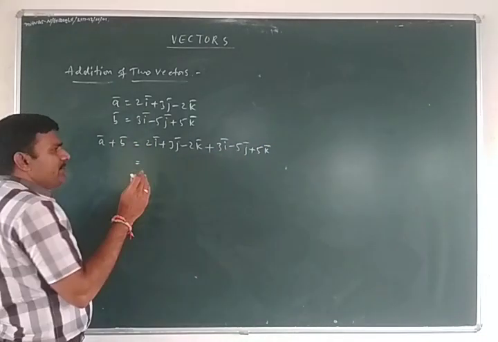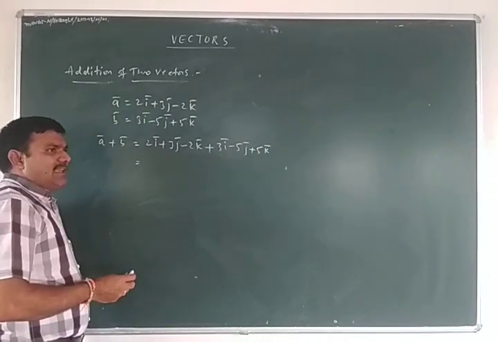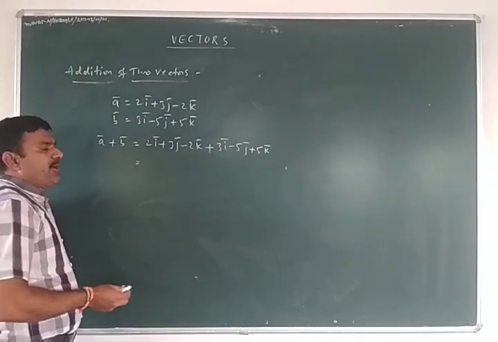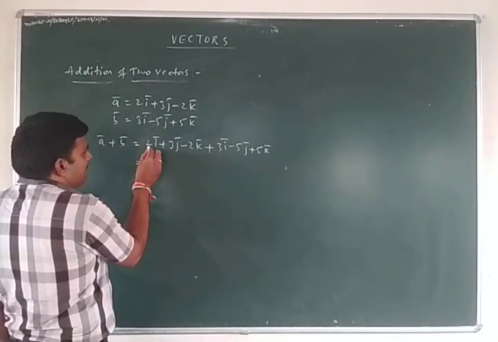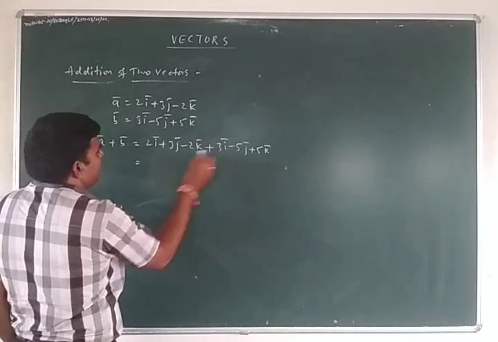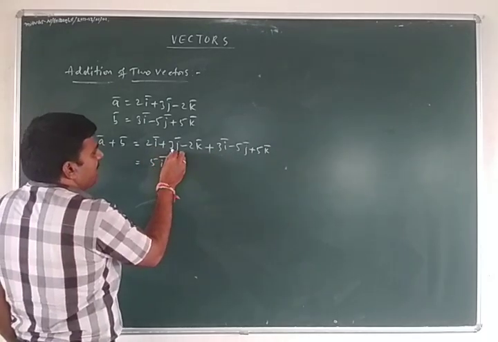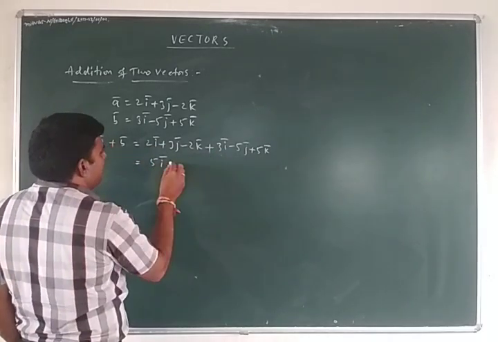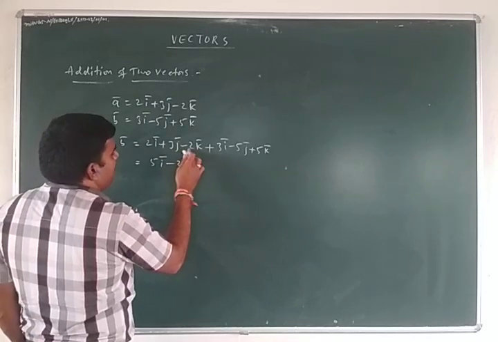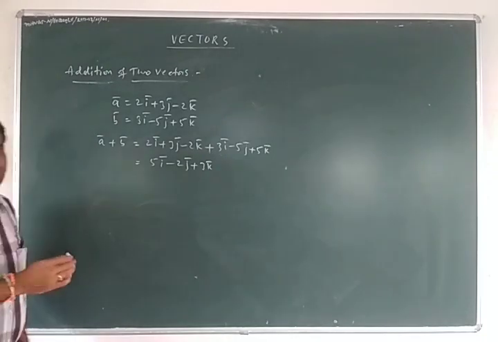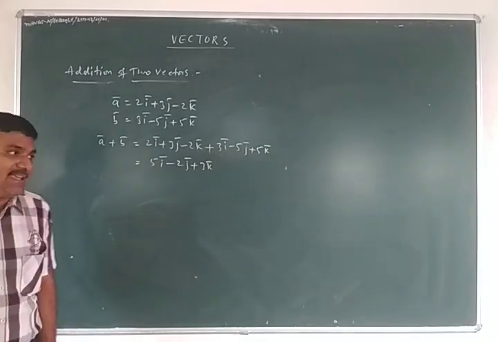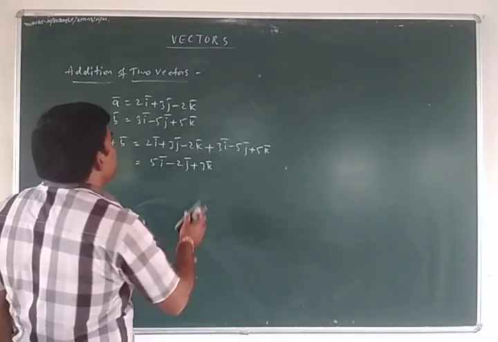So now addition of these two vectors is nothing but to add their corresponding i bar, j bar, k bar coefficients. So that is nothing but 2 plus 3, 5i bar, 3 minus 5, minus 2j bar, minus 2 plus 5, 3k bar. So like this to add these things. Already you know these things. Then once again I repeated these things.